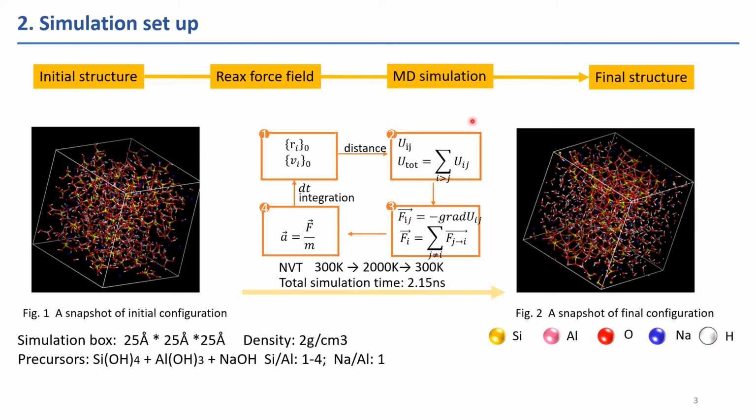At the end, the system becomes stable. You will have the final structure. We can see the final configuration is completely different with the initial structure. So something must have happened during this process. Let's have a look.